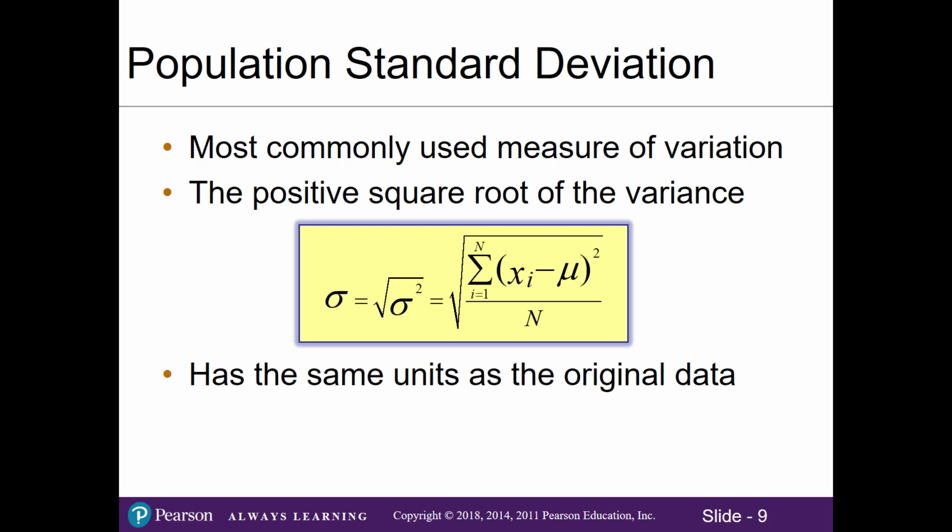Based on the population variance, we can then find our population standard deviation. This is the most commonly used measure of variation. And all we do is we square root the variance. So you can see here, this is the same formula for our population variance. And here's the symbol for population variance, and we will square root it. And so when you see sigma by itself, that means population standard deviation.